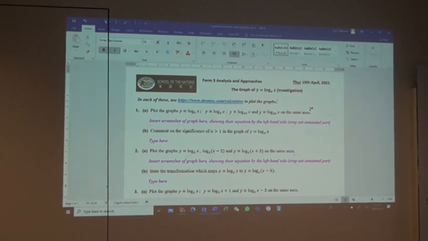So the first question is about that. What happens when we change the base of the logarithm? What happens? That's what we want to see. Okay, I'll show you the implication of this later.